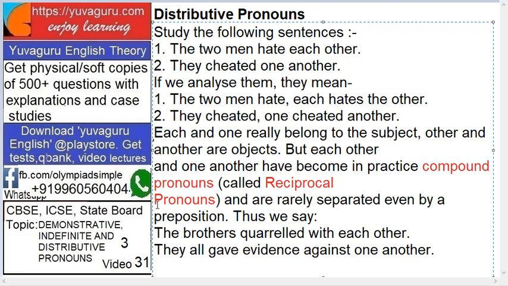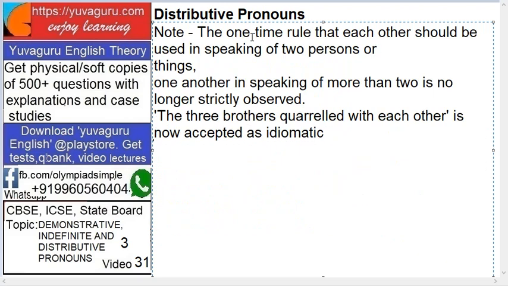in practice compound pronouns, also called reciprocal pronouns. Compound means they are intermingled with each other. Both mean one and the same thing, right? So in practice, compound pronouns, also called reciprocal pronouns, are rarely separated even by a preposition. Thus we say, the two brothers quarrelled with each other. They all gave evidence against one another.